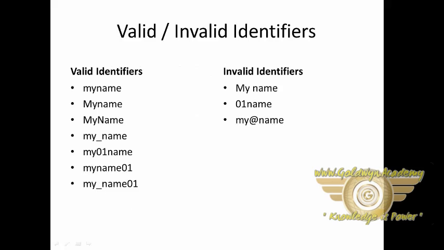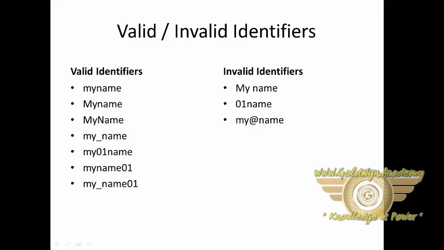Now let's take a look at some valid and invalid identifiers based on the rules that we have just learned. On the left side, we have valid identifiers. On the right side, we have invalid identifiers. myname is valid. MyName with M capital is also valid. Camel case myName is also valid. my underscore name is valid. And all of these are valid.